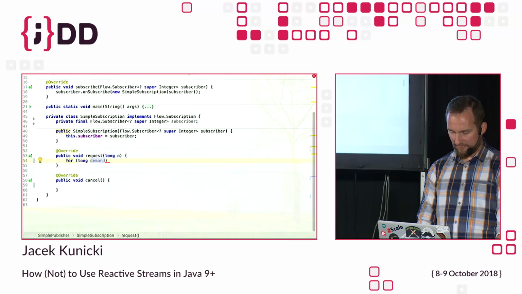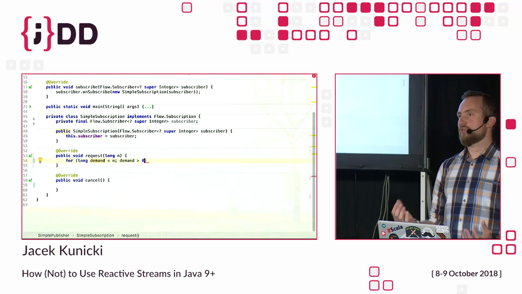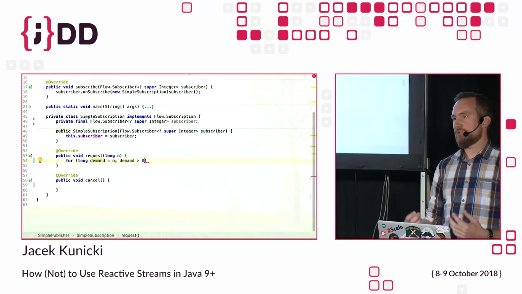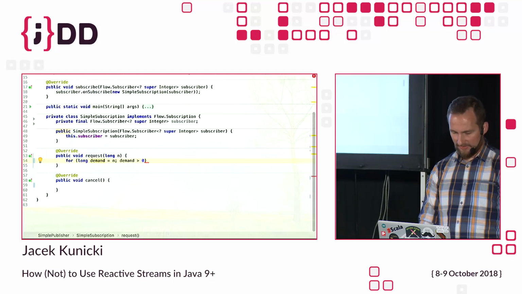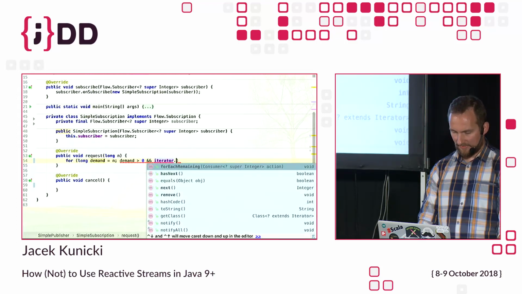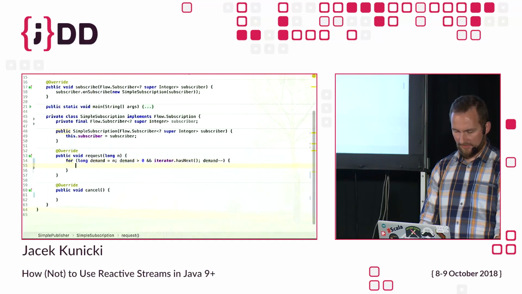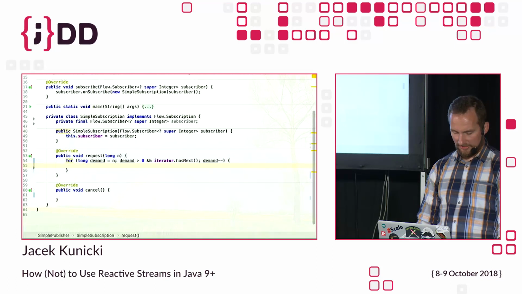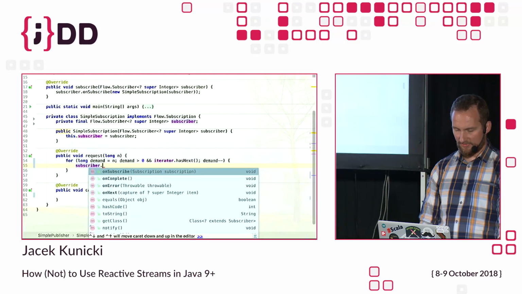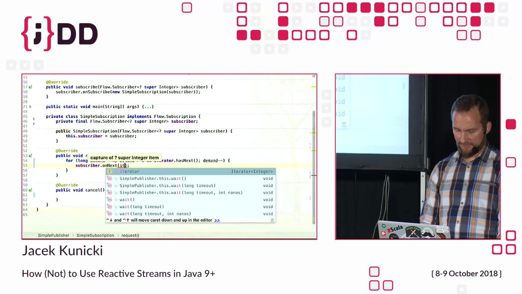Let's call the variable demand. It starts with n. We need it to be greater than 0. And also, in order to emit anything, we must ensure that the iterator is not empty. So we also need a condition on the iterator here. Has next. Now we're decreasing the demand. And this is our for loop. And what we are doing here is pretty simple. So we're just saying subscriber onNext and sending the next element from the iterator.